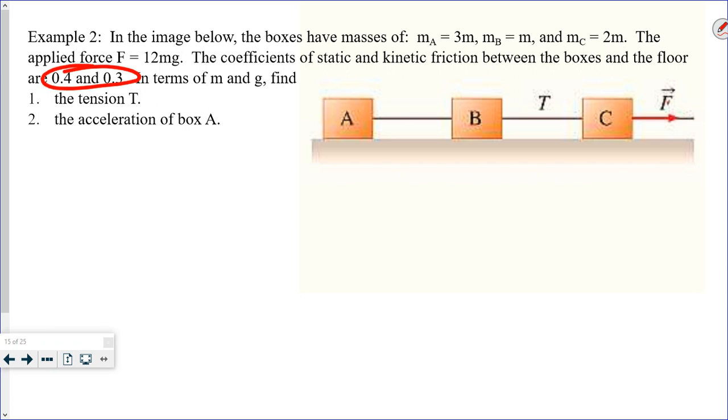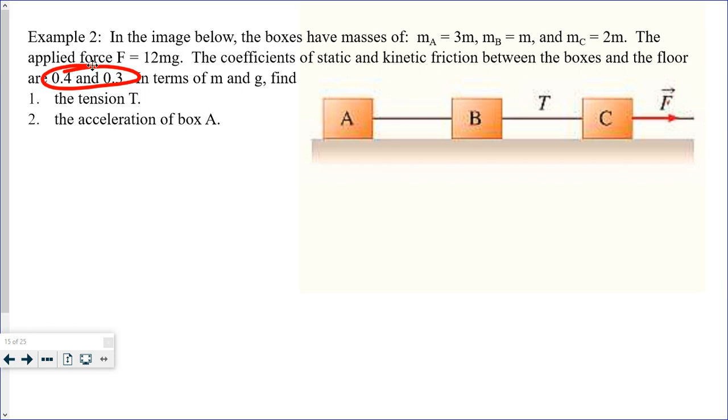I'm going to do something kind of the hard way to show you that you don't have to do it the hard way. Now, because of friction, we have to think about our vertical forces, because of normal force.